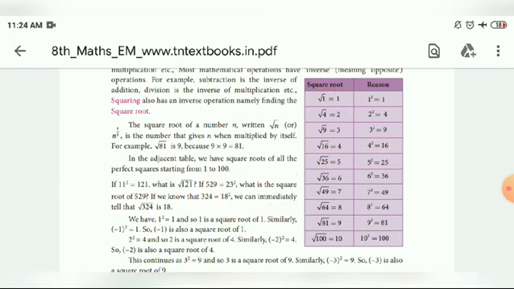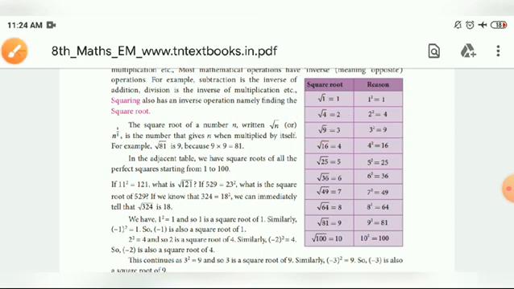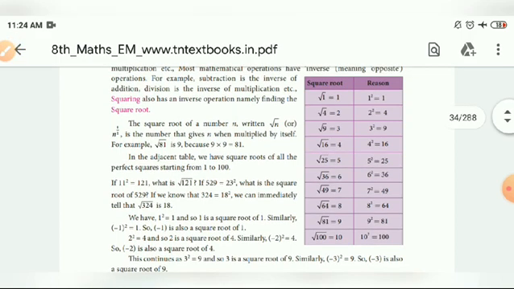Next, the square root of 9 is 3 because 3 square is 9. Square root of 16 is 4. Square root of 25 is 5. Square root of 36 is 6. Square root of 49 is 7. Square root of 64 is 8. Square root of 81 is 9. And the square root of 100 is 10. It is very easy. It is the reverse operation of squaring a number.